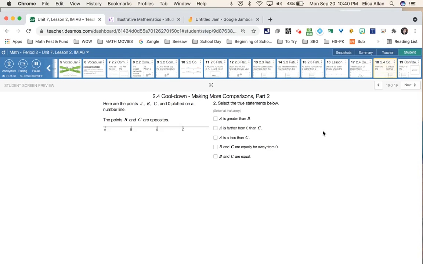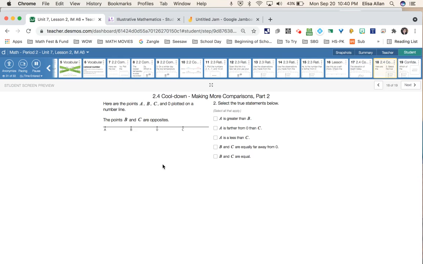On slide 18, you'll notice here that we are looking at a number line. Let me tell you this first. On this number line, we have point A, point B, point C, and 0. And point B and point C are what we call opposites. We've been working with opposites this entire time. Anytime you're looking at a negative number, it's the opposite of one of our positive numbers. Opposites really are just numbers that are the same distance away from 0 on a number line.